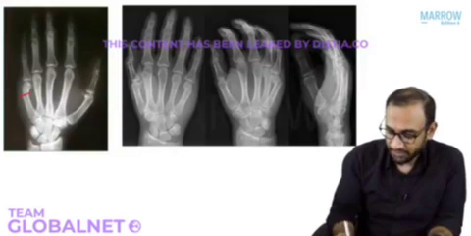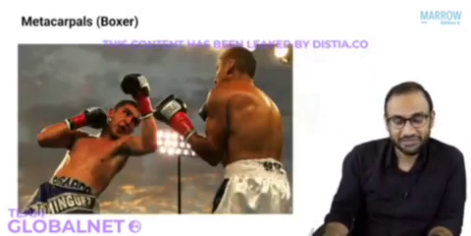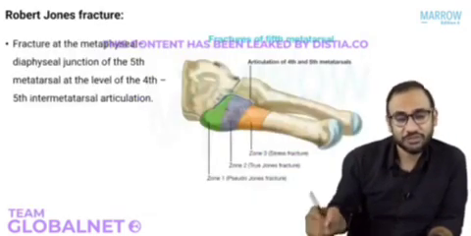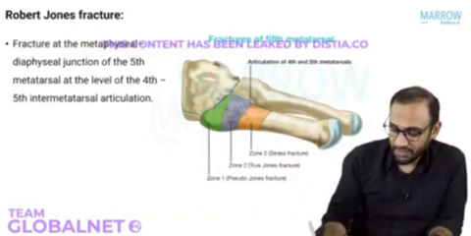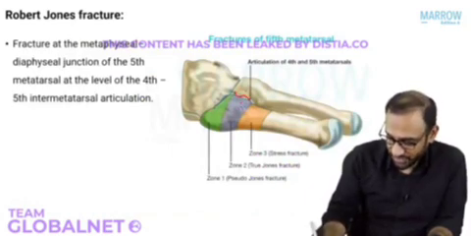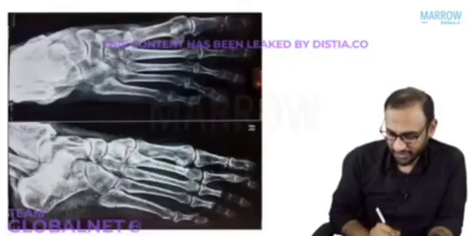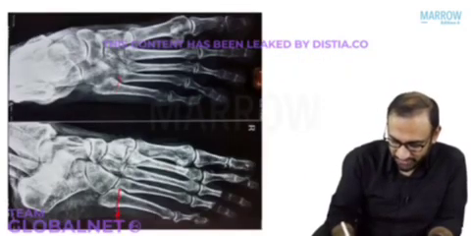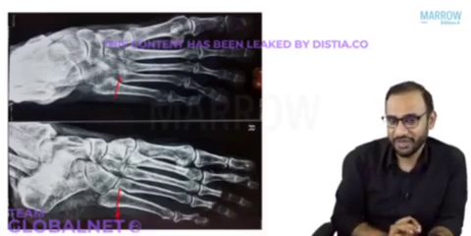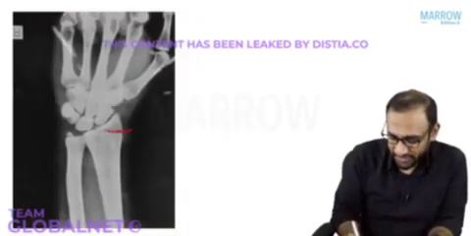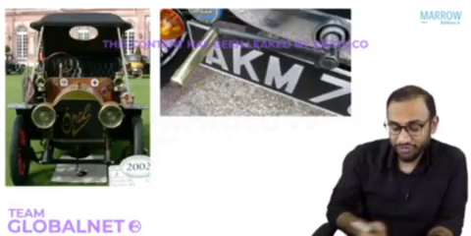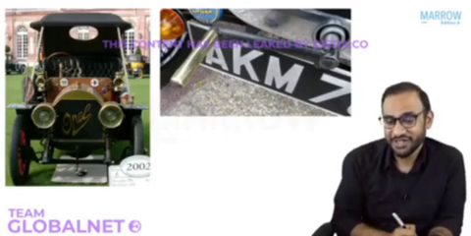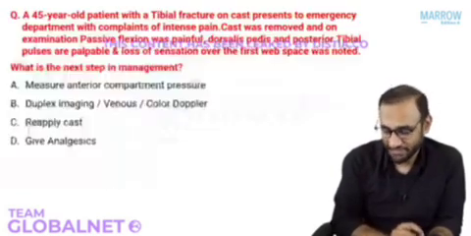This is 5th metacarpal fracture. This is your Boxer's fracture. Fracture of the base of the 5th metatarsal, particularly between 4th and 5th intermetatarsal articulation, is your Jones fracture. Let me show you the X-ray here. This is your classical Jones fracture at the base of the 5th metatarsal. What is this isolated radial styloid fracture? This is your Schoffer's fracture or Hutchinson fracture or a backfire fracture.